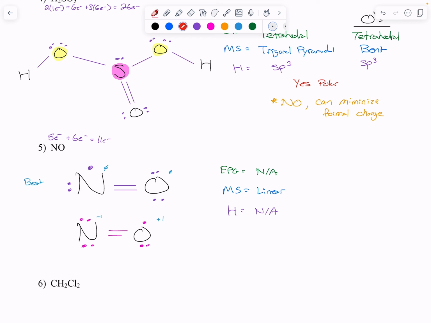Polarity. Yes, it's polar because N and O. Resonance. Yes, because we just drew them both, the purple and the pink. Right? They're not equal resonance, so it's not going to be a resonance question for you on a test, but it's resonance.